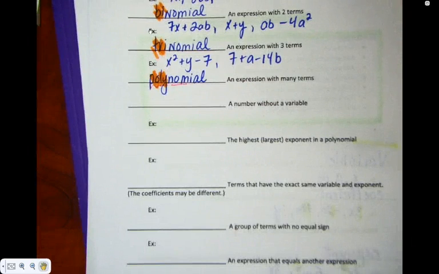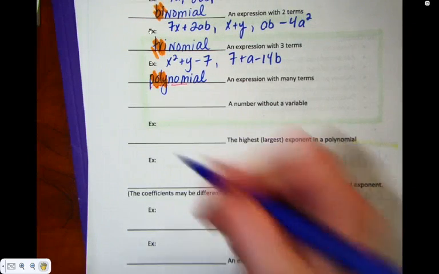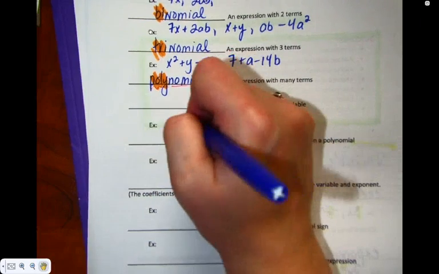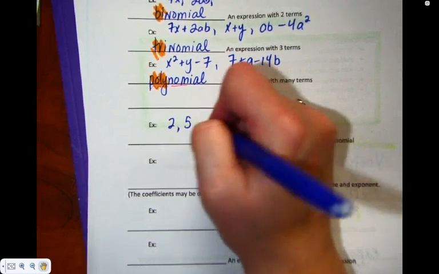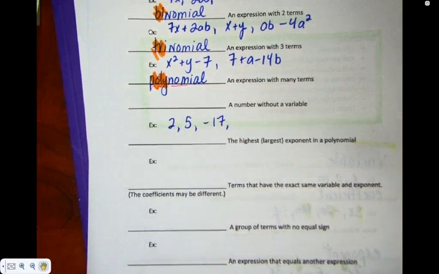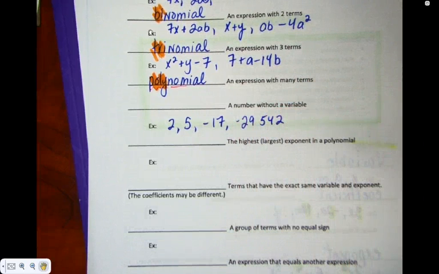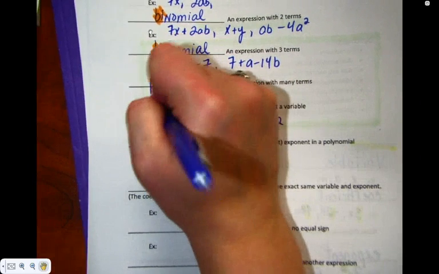What do we call a number without a variable? Well, we used to just call them numbers, but now we're doing big boy math. 2 or 5 or negative 17 or negative 29,542. We can't call them coefficients because coefficients have to be attached to a variable. So coefficients are attached to a variable. What is it without a variable? They're called constants.